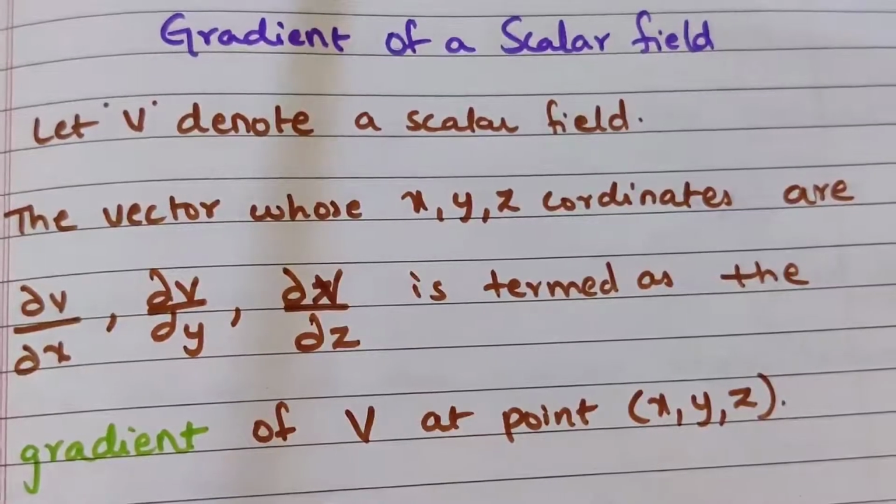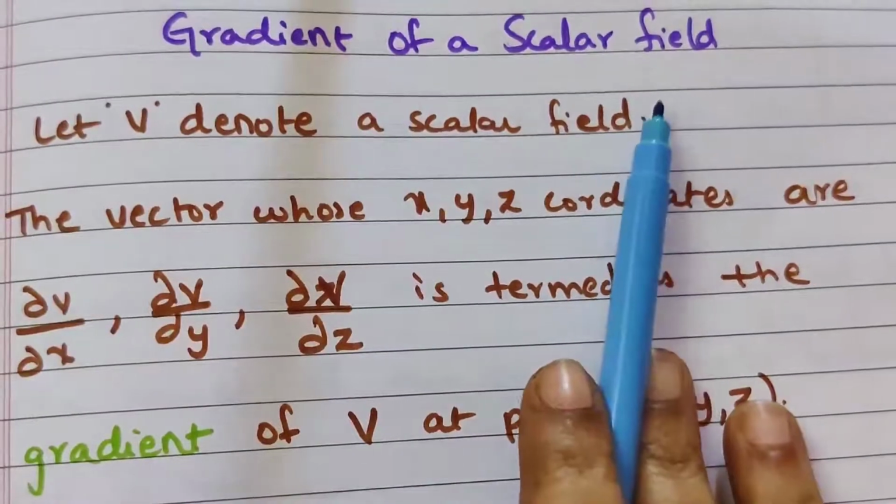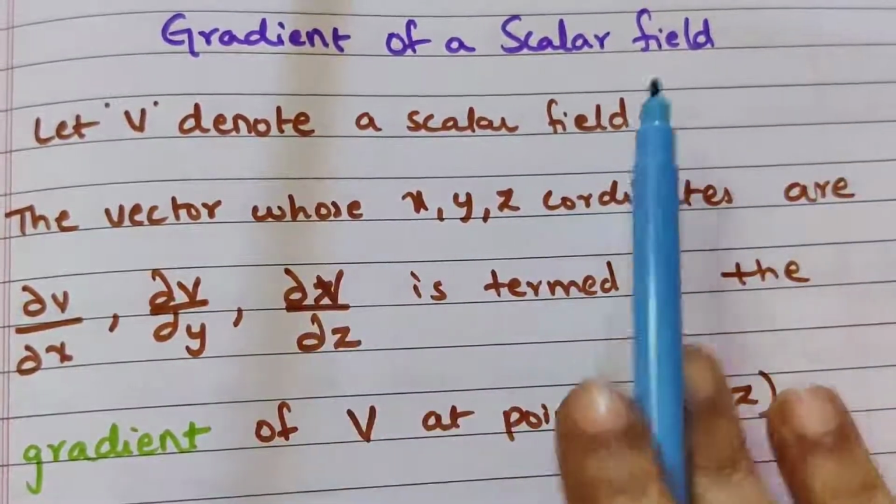This comes under the first chapter, that is vector analysis. The main part of this chapter that we are going to learn in this video is the gradient of a scalar field, and how to find the gradient of a scalar field.